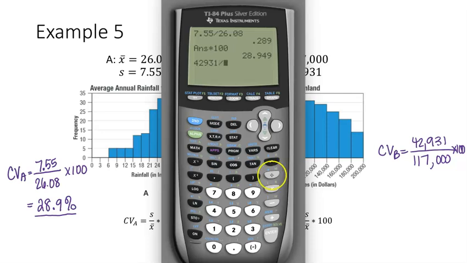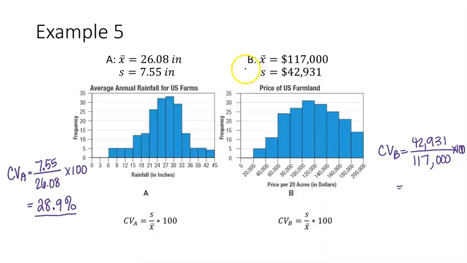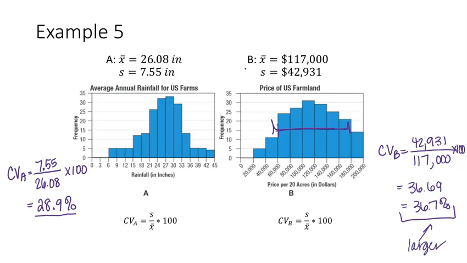So 42,931 divided by 117,000. Go ahead and get you an answer. When you multiply by 100, 36.69 rounds up to 36.7%. So we were correct earlier. This second graph with that bigger spread of my bars does have a larger coefficient of variation. So what that means is it is correct to say that there is greater variability.